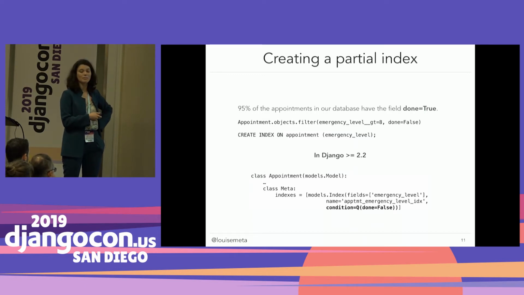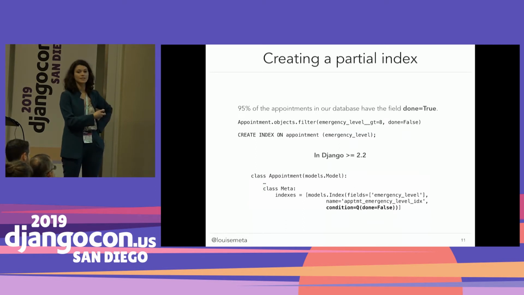And let's say most of my queries are going to be on done equal false, and I want the emergency level bigger than 8. So basically, I would just want what appointments are not done and an emergency. I could create a simple index like this, just on emergency level. But what I can also do is create an index with a condition.